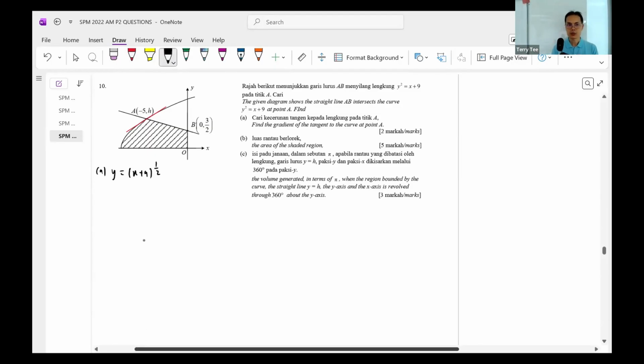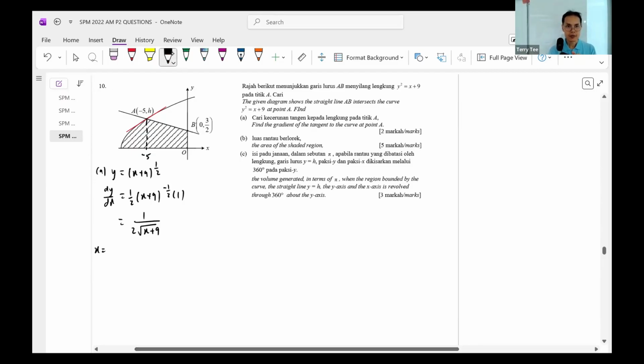Okay, so when we differentiate, dy/dx, bring the power down, copy the bracket, reduce the power by 1, differentiate inside the bracket. Differentiate inside, you get 1, differentiate x is 1. Now, let me simplify this to 1 over 2 times the square root of x plus 9. If you don't simplify, it's still okay. It's just that it's easier for me to calculate if I write in root form rather than bracket power negative half. Now, at point A, what's your x coordinate? Your x coordinate is negative 5. So we substitute negative 5 inside. This is negative 5, yeah?